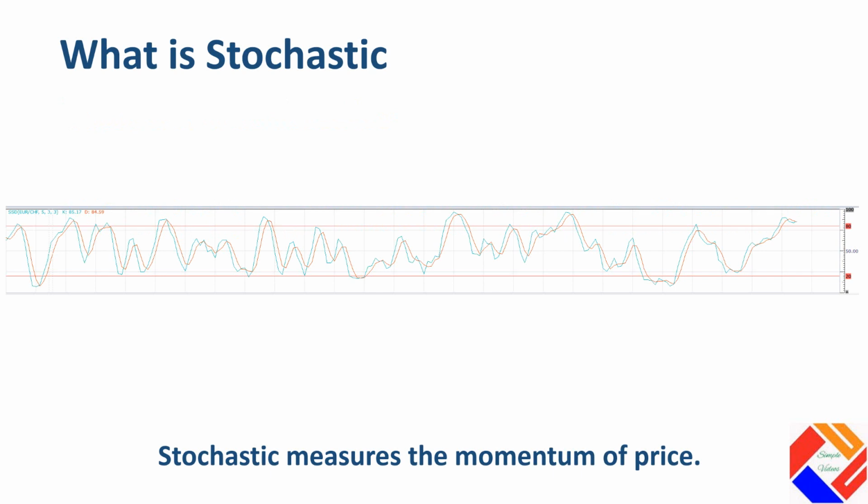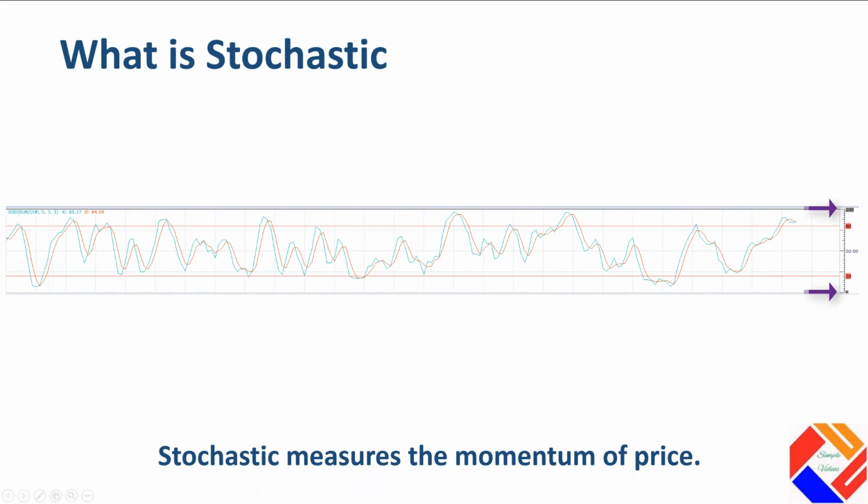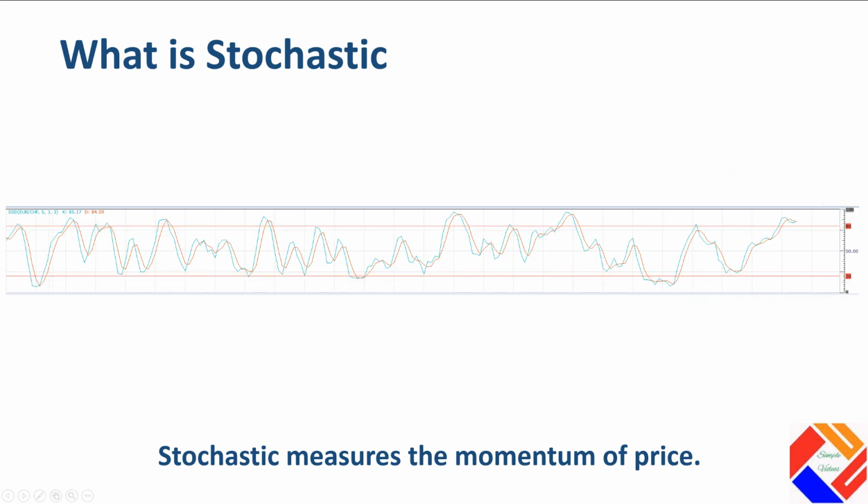Simply put, stochastic measures the momentum of price. The stochastic oscillator is a technical indicator that moves back and forth between 0 and 100, providing a gauge of momentum. This indicator is used to identify overbought and oversold points in the market. I will not be going through the formula and how stochastic is calculated as it is fairly complicated, and to be honest, all you need to know is how to use the indicator.